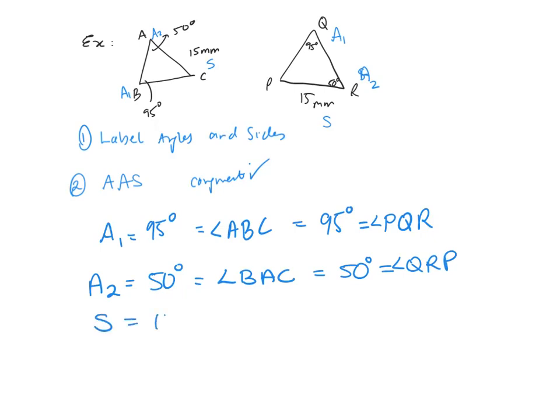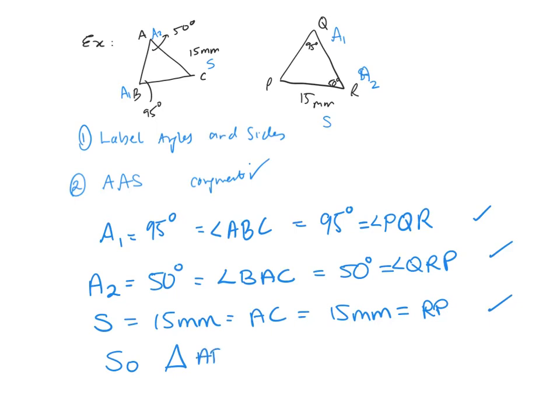Let's have a look at our side. Our side is 15 millimeters. So for the first triangle, that's between A and C. That equals 15 millimeters, and that corresponds to R and P in the second triangle. So since all these are the same, we can say that the triangle A, B, and C is congruent to the triangle P, Q, and R.